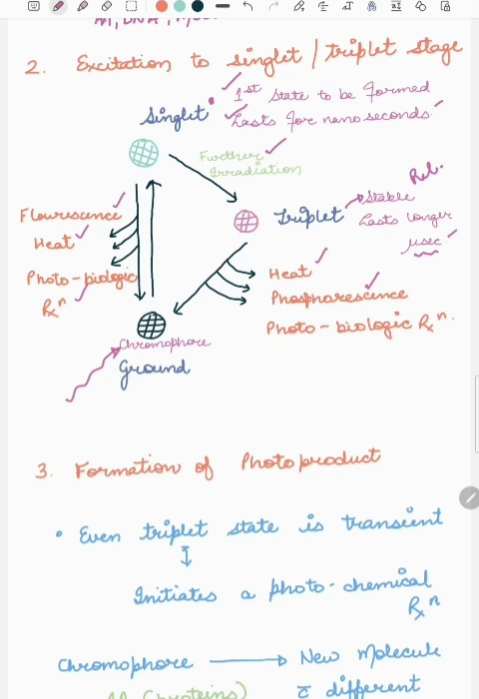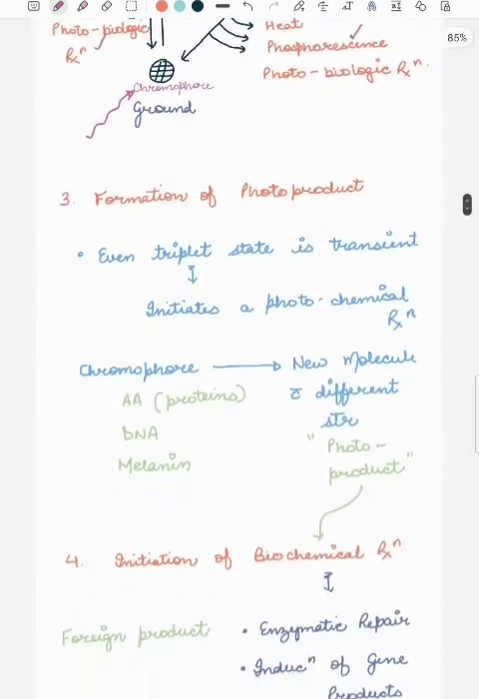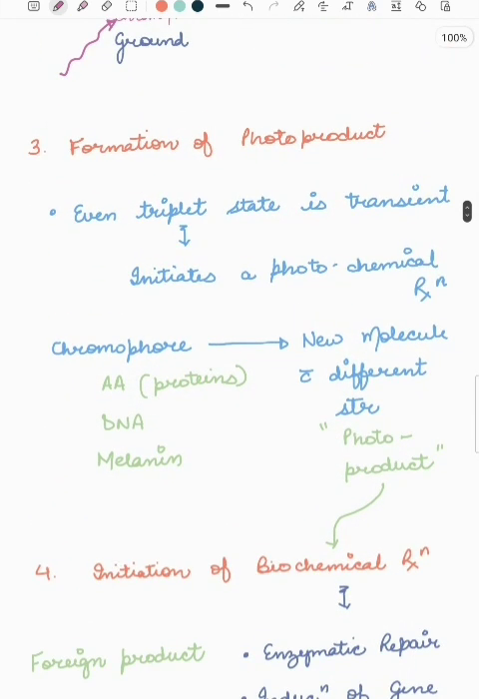Now so much energy is being released, it will do something, okay? So there will be formation of photoproducts. Even this triplet state is transient. It initiates a photochemical reaction. Now what is a photochemical reaction? The chromophores: the amino acids, that is the proteins, DNA, melanin.